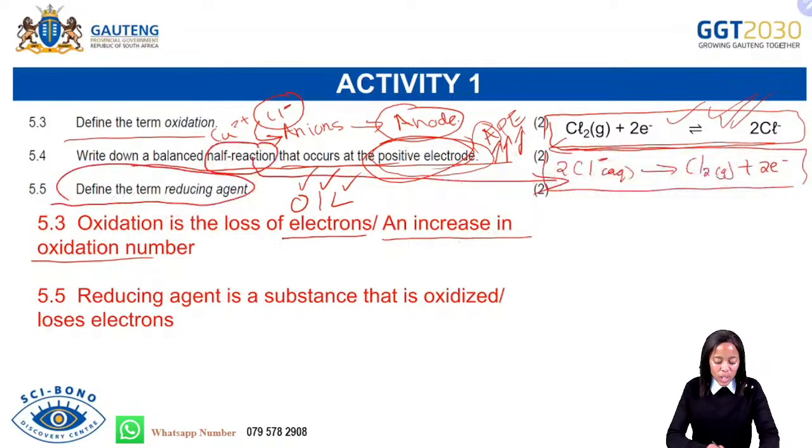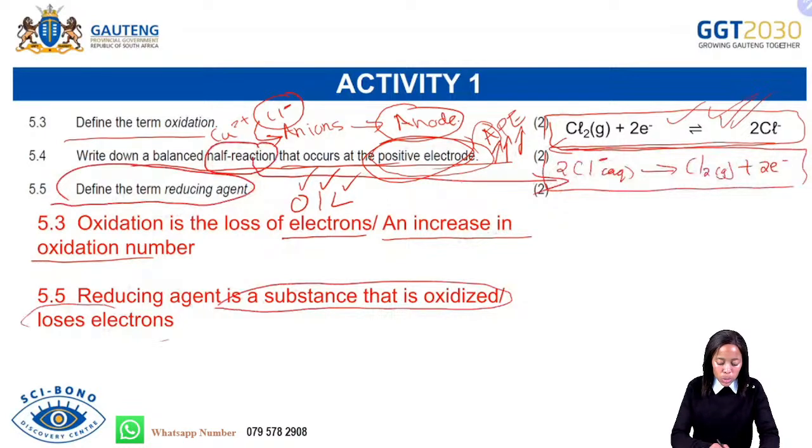reducing agent. So it says a reducing agent is a substance that is oxidized, or a substance that will lose electrons. So remember we said that we are going to associate the reducing agent with oxidation. So if you are now asked to identify the reducing agent, the Cl minus will therefore represent your reducing agent there.